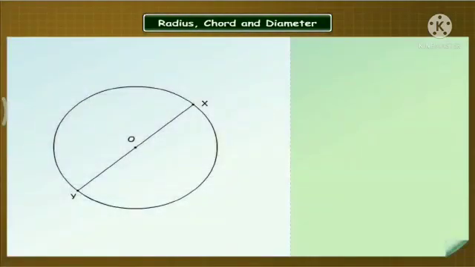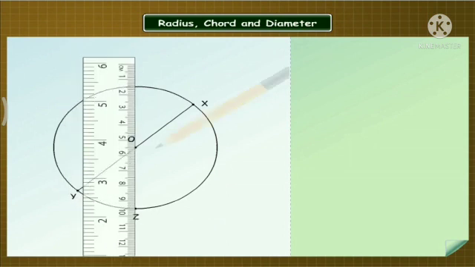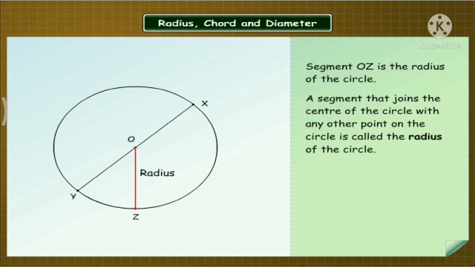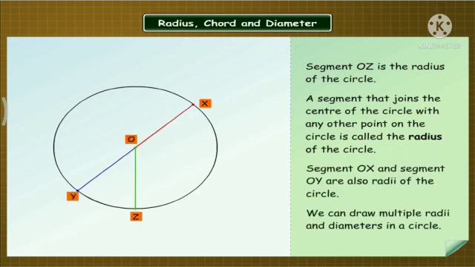Now what you have to do, again on the other side of your circle we have to mark Z. Then from the center of your circle O you have to draw a line, that is you will get OZ. So OZ is the radius of your circle. Clear, everyone? So a segment that joins the center of your circle with any other point on the circle is called the radius. So OX, OY, OZ are all your what? Radius. Clear, everyone? So you can draw multiple diameters and radii.